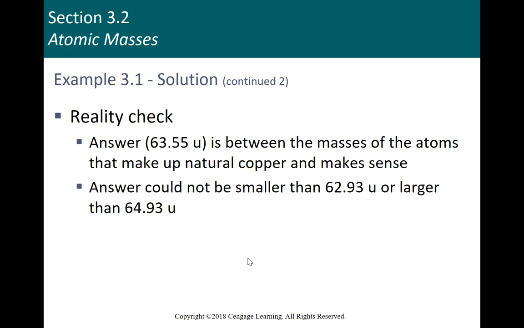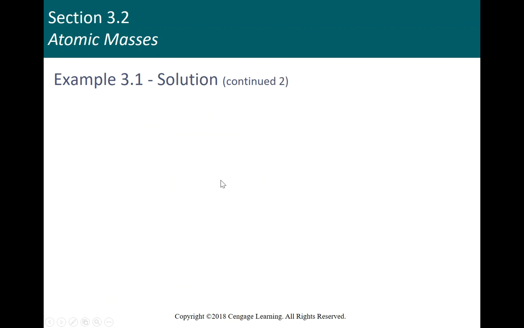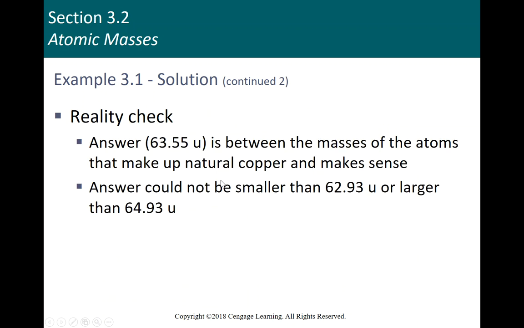Does that answer make sense? So we came up with 63.55 as the average atomic mass of copper. Notice here the smaller one, or the less massive one, is 62.93. The more massive one is 64.93. So the average should be somewhere in between, and 63.55 is somewhere in between those two numbers. So that's where your reality check is.